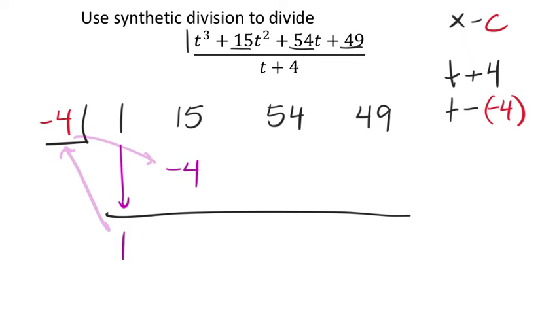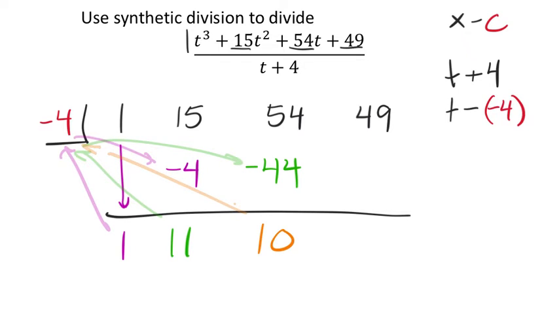Now this reads 15 minus 4, which is 11. Then I've got 11 times negative 4, which would be right here. That's going to be negative 44. And again, this reads 54 minus 44, which is going to be 10. And then we got 10 times 4, which is negative 40, which goes in our final spot there, negative 40. And 49 minus 40 is 9.